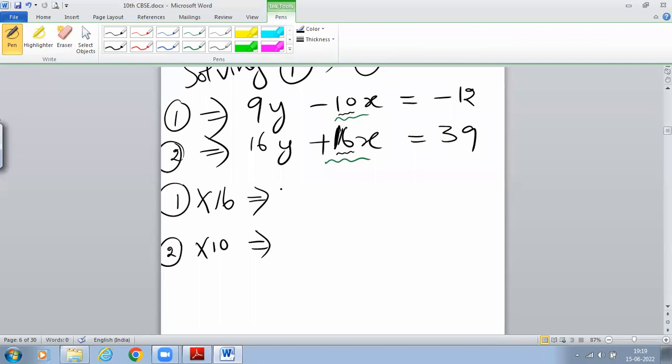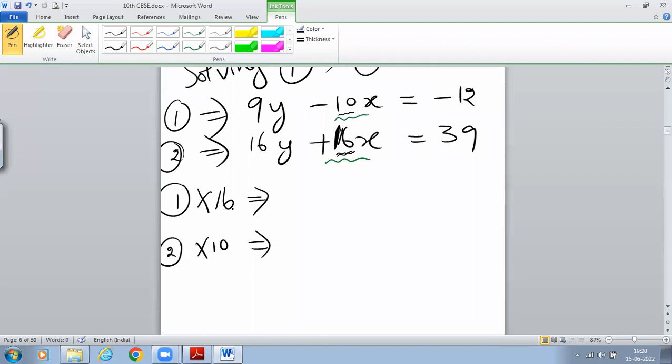Leave out the sign, just take the numerical value. This numerical coefficient 16 is multiplied with all the terms in equation number 1, and this numerical coefficient 10 is multiplied with all the terms in equation number 2. Then both equations will have the same numerical coefficient for the x variable. That is why we are doing this. It is okay to multiply an equation by a constant on both the left hand side as well as the right hand side. So now listen, equation number 1 is multiplied by 16.